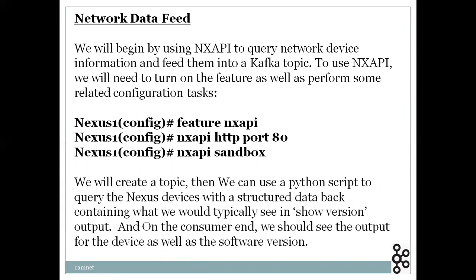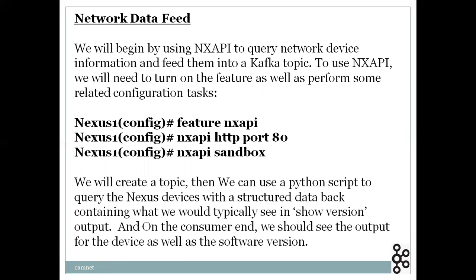For one or two devices, you can just run the command. But if you would like to pick it up from 5,000 devices, volume is the problem here. For that, we are using automation. So we need to activate certain things on the network devices, which are nothing but an API, a sandbox, and the HTTP port. Once you've done that, we will be able to run the topic.